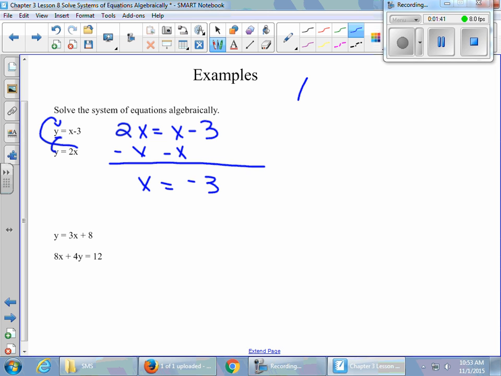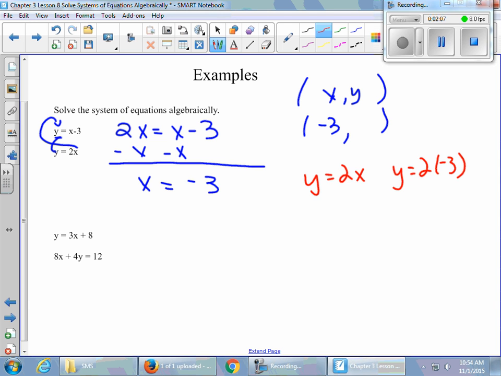But remember, our solution has an x and a y. So now we know our x is negative 3. How are we going to get our y? We're going to substitute our negative 3 in for x into our equation now. It doesn't matter which one, you can do either one. Let's take our y equals 2x. We know x equals negative 3 now, so y equals 2 times negative 3. Y equals negative 6. Negative 6 is our answer.